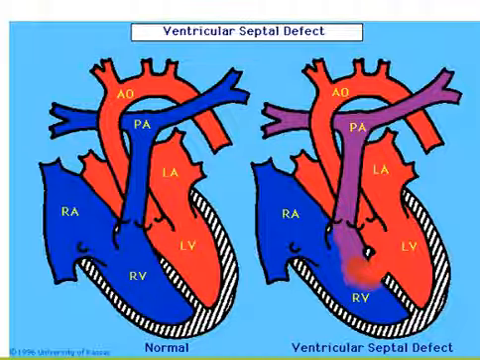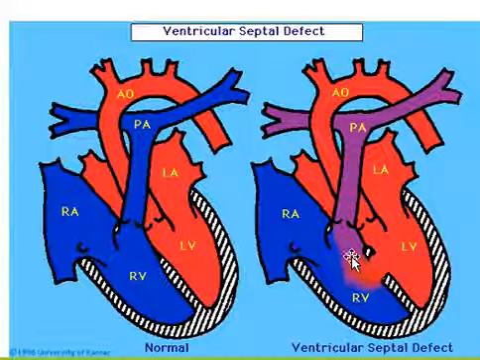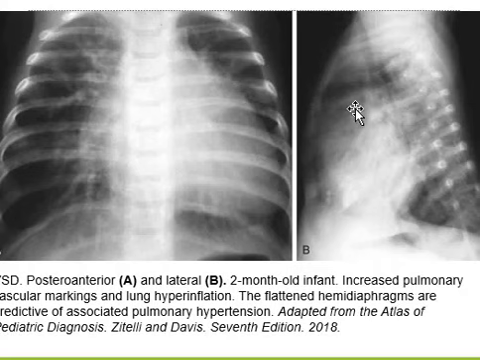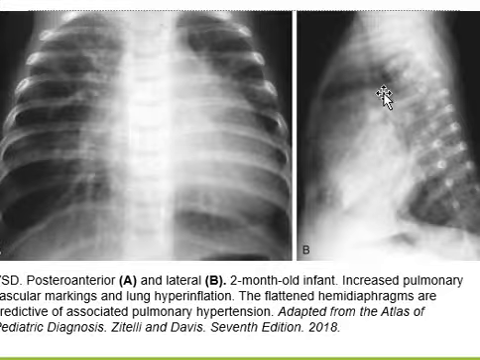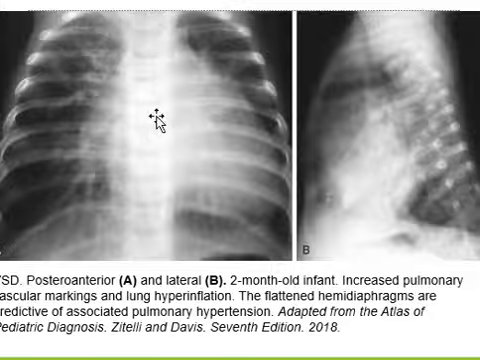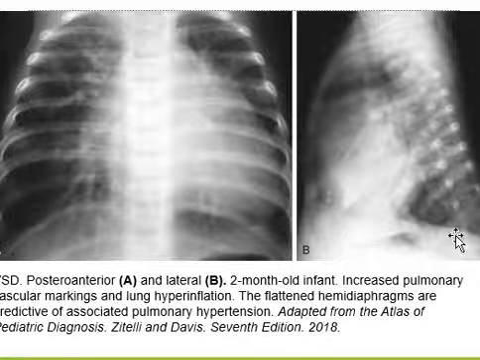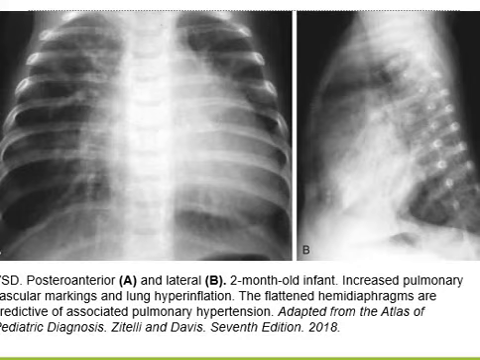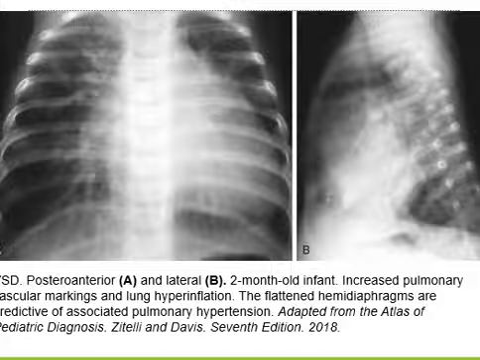This is a picture depicting the hole between the left ventricle and the right ventricle, where you're seeing a left to right shunt of blood. Here is a picture of an X-ray. The first one is a posteroanterior view. The second image is the lateral view. You can see the increased vascular markings, the lungs are hyperinflated, and there's flattening of the diaphragms. These features are associated with pulmonary hypertension, because the shunting of blood is forcing itself into the pulmonary artery. That's what creates pulmonary hypertension.